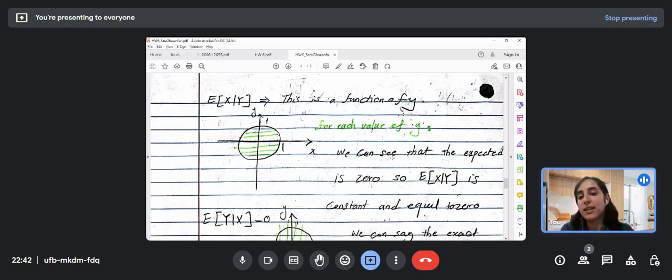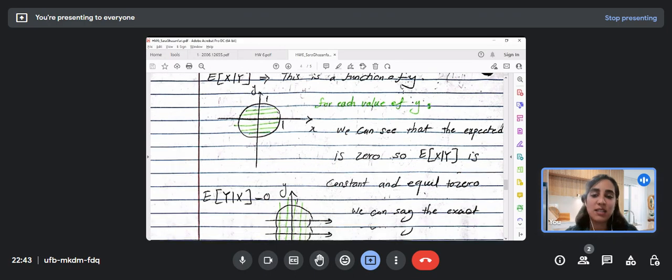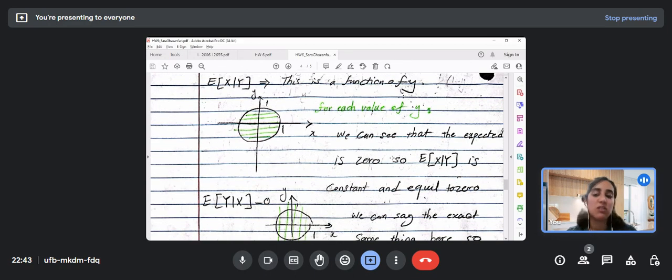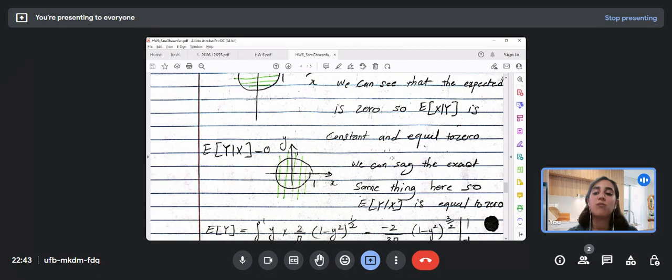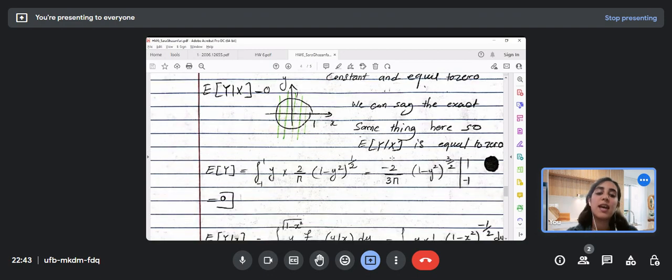Now let's go to the expected value of x given y as a distribution. We know that the expected value of x given y is a function of y. If we go through the diagram, we see that for each value of y, which are the green lines, the expected value of x is 0. So we can say that the expected value of x given y is a constant value, 0. And this applies for the expected value of y given x, which is equal to 0.